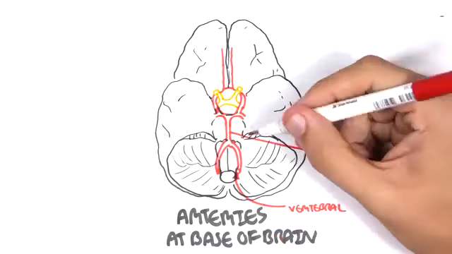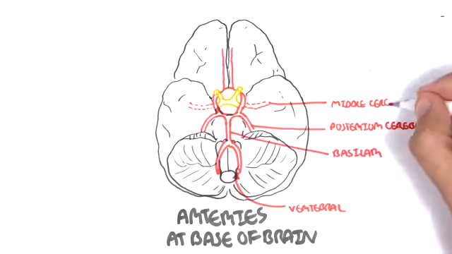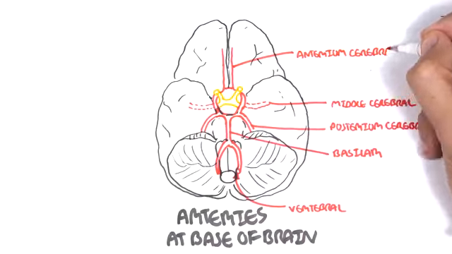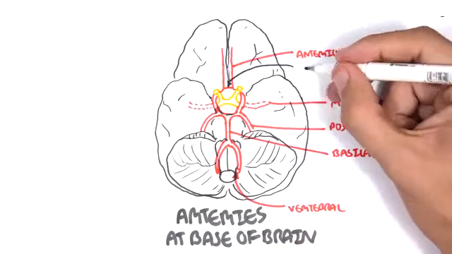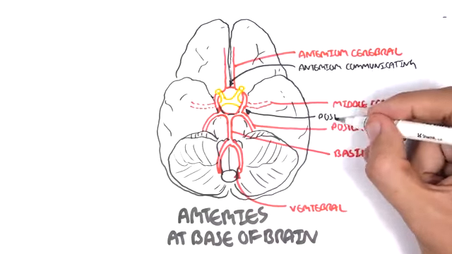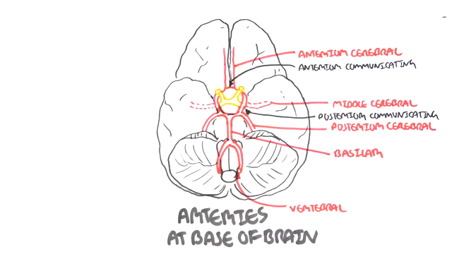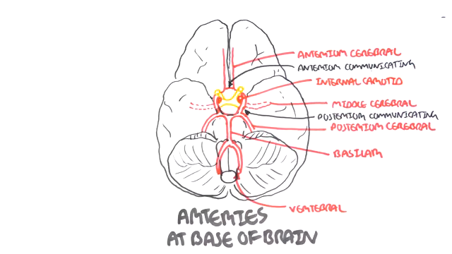The circle of Willis gives off a few branches: the posterior cerebral, the middle cerebral, and the anterior cerebral artery. Joining the anterior cerebral arteries is the anterior communicating artery, because it's the communication between the anterior cerebral arteries. And joining the middle and posterior cerebral arteries are the posterior communicating arteries. There are another two important arteries that help form the circle of Willis, and these are the internal carotid arteries, which are branches of the common carotid artery.